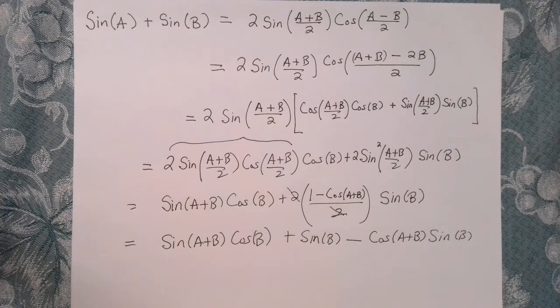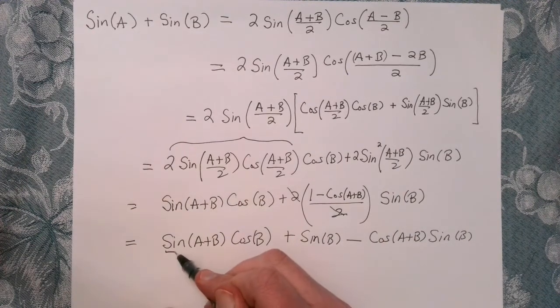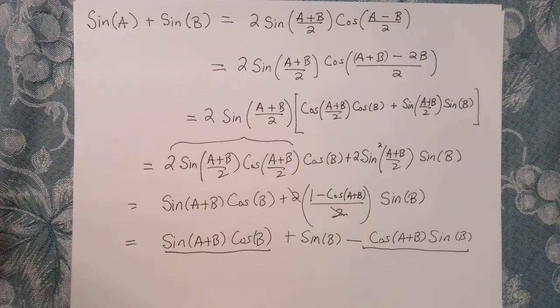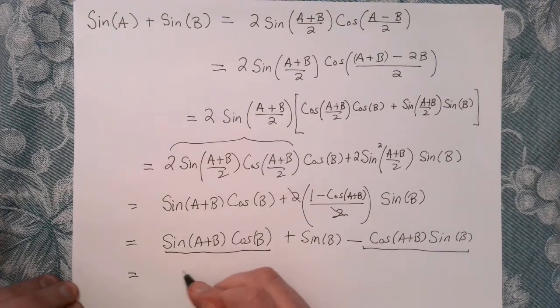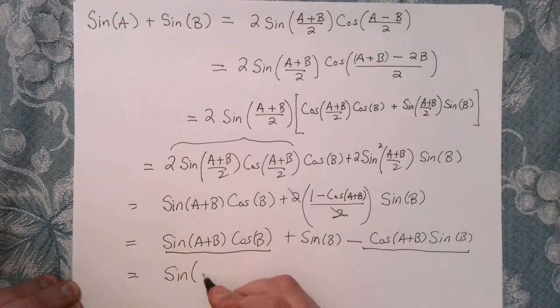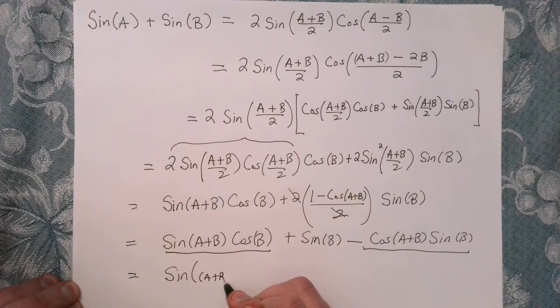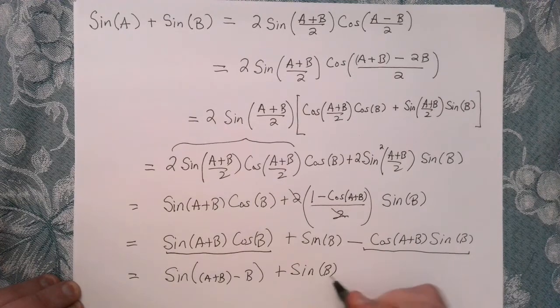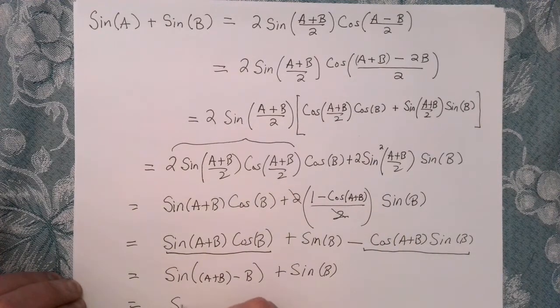Hopefully you're noticing something nice, because if I look right here, and I also look right here, I notice a formula. Do you? That looks like the sine of the difference of angles formula, where a plus b is my first angle and b is my second angle. So that's the sine of a plus b minus b, plus the sine of b. And that's sine of a plus sine of b.